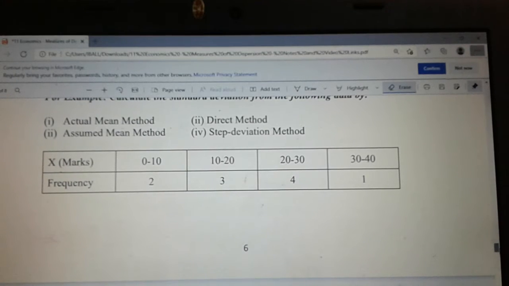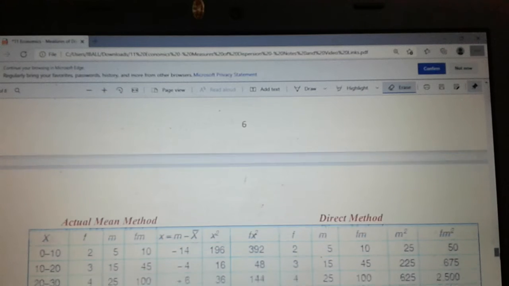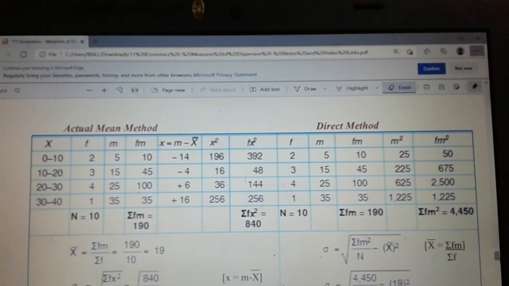Now here marks and frequency are given. Now come to the actual mean method and direct method. Both we will understand with the same table. Here x and f are given in the question. See 0 to 10, 10 to 20, 20 to 30, and 30 to 40, and the frequencies are 2, 3, 4, and 1.